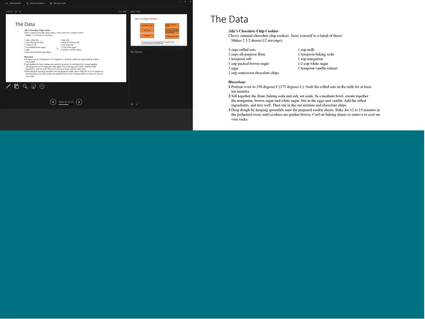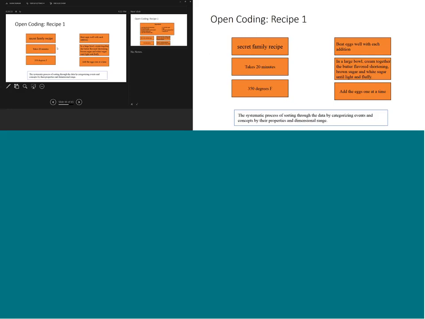So open coding, remember, is really about breaking the data down. Open coding is that systematic process of sorting through the data and categorizing it by events and concepts and by their properties and dimensional range. So I'm just going to start breaking those recipes down.